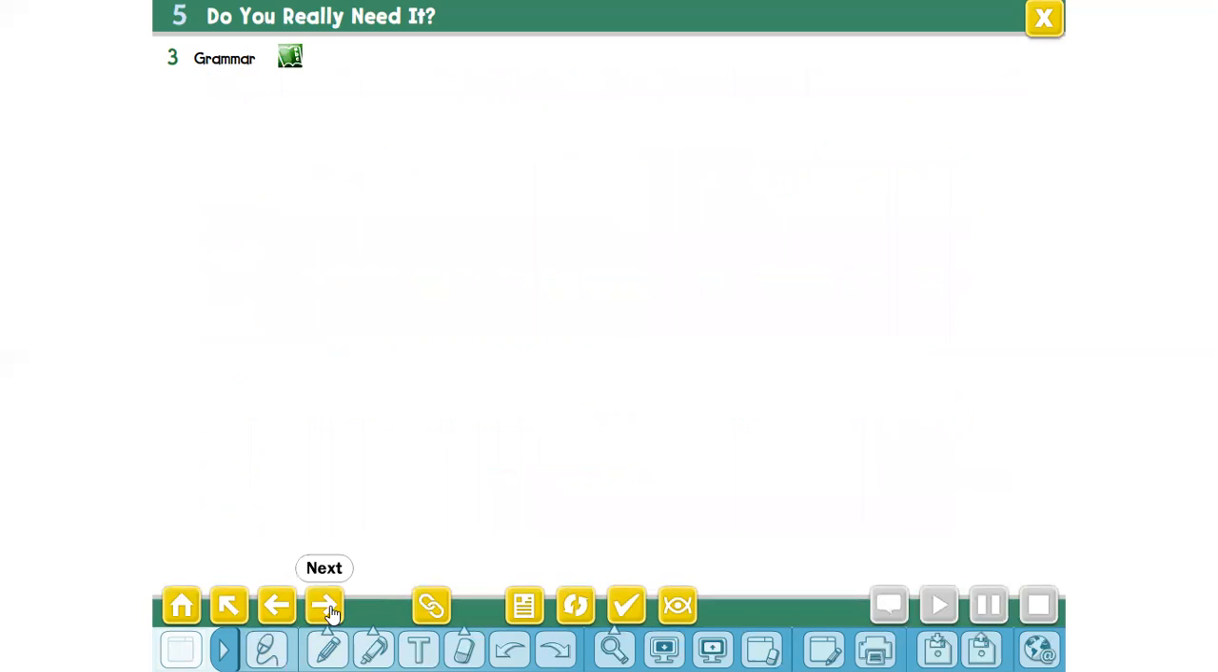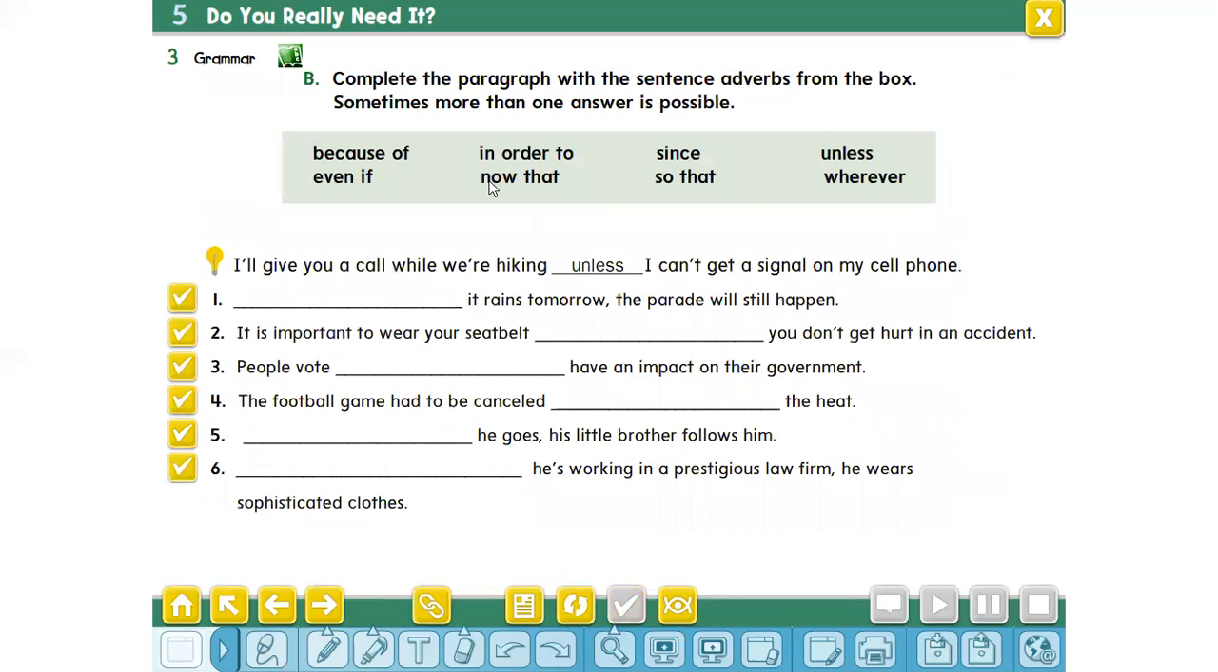Okay. The next exercise will be exercise number P. Complete the paragraph with sentence adverbs from the box. Sometimes more than one answer is possible. We can use because of, for reason; in order to, for purpose; since, also for reason; unless, for condition; even if, for condition; now that, for reason; so that, for purpose; wherever, for places.